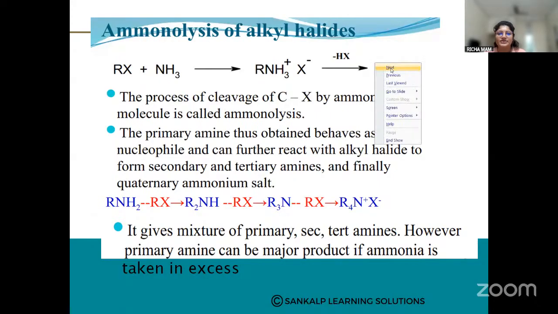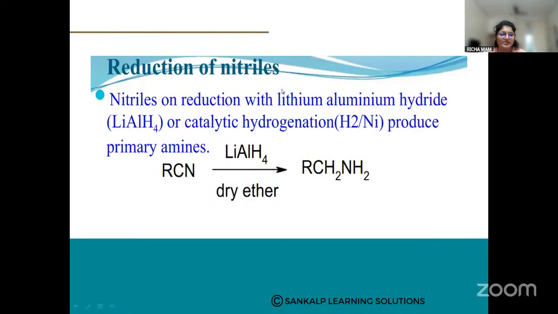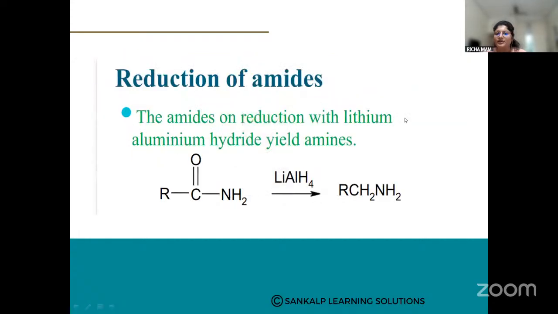Next we have also seen the reduction of nitriles. Nitriles are nothing but cyanides. We use a good reducing agent like lithium aluminum hydride, or you can also use catalytic hydrogenation, that is H2 in the presence of nickel, and they produce primary amines. So RCN in the presence of lithium aluminum hydride, in a solvent like dry ether, gives an amine.